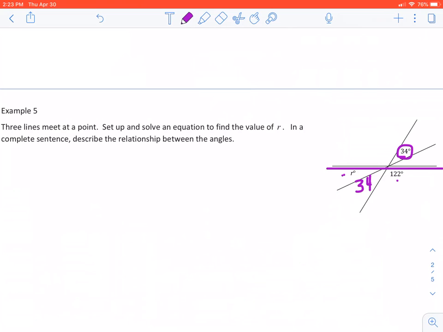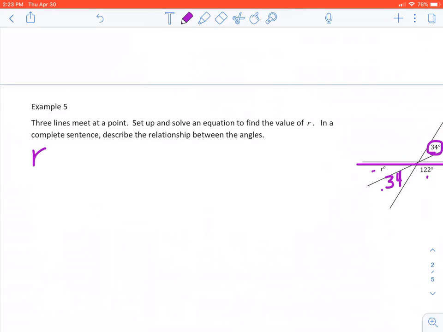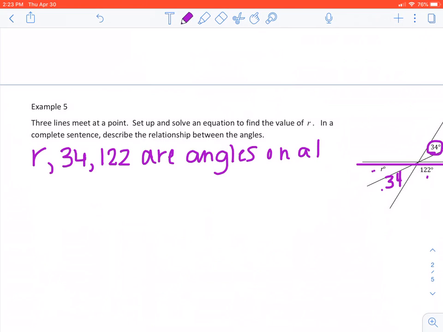So now I have all 3 angles here. I have R, I have 34, and I have 122. So I'm going to say that those are the angles on that purple line. So I have R, I have 34, and I have 122. We call those angles on a line, which means they add up to 180.